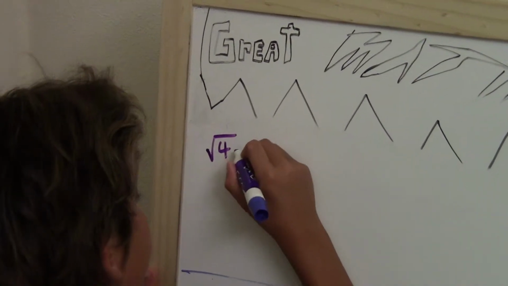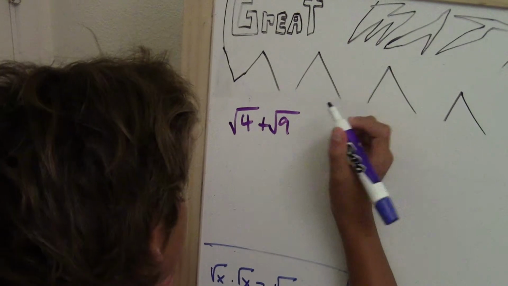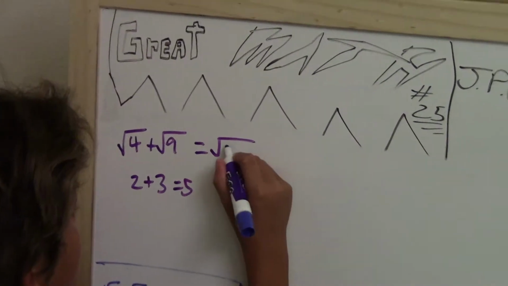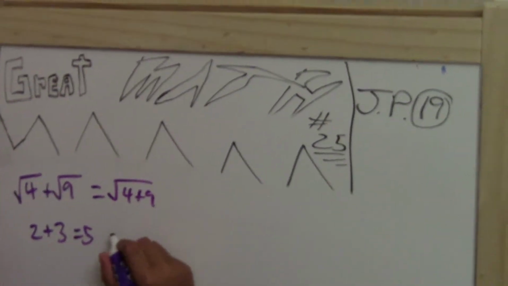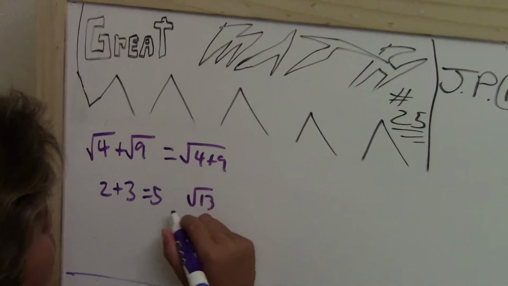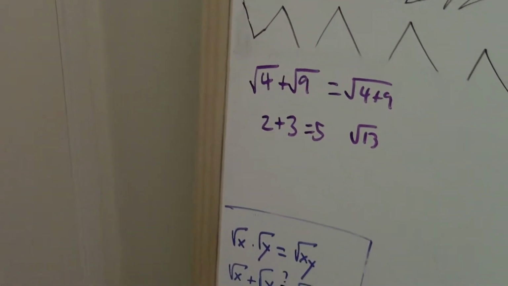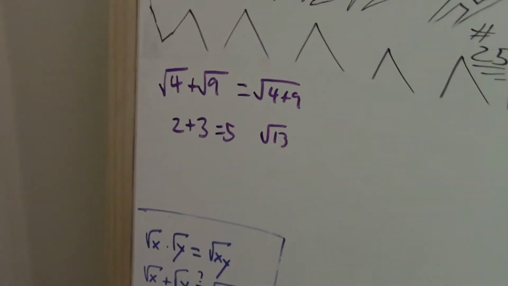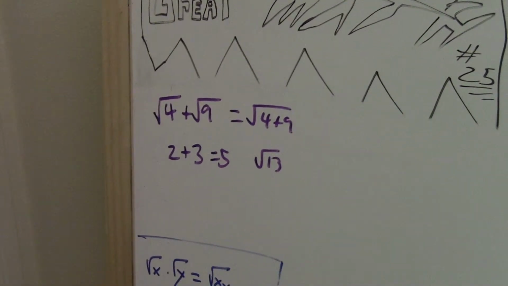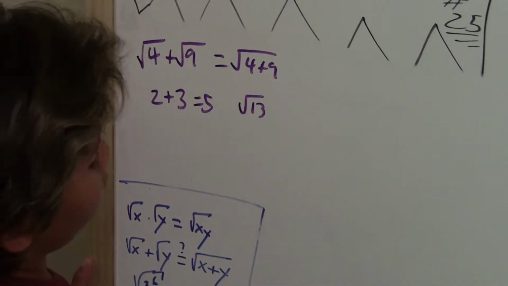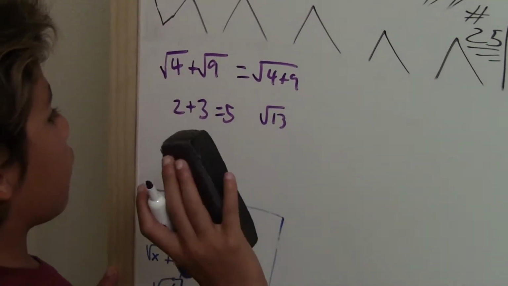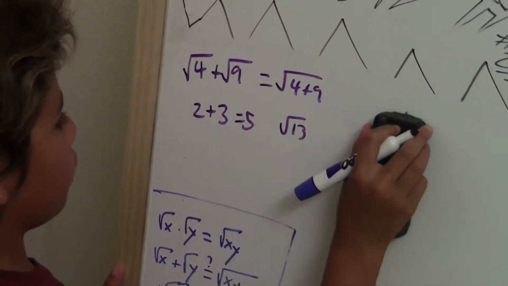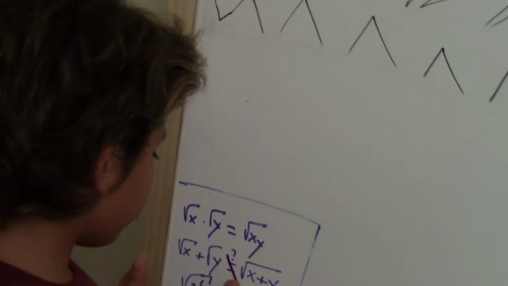Let's give an example with numbers that we know: the square root of 4 plus the square root of 9. That's 2 plus 3, which equals 5. Is that equal to the square root of 4 plus 9, which is the square root of 13? The square root of 13 does not equal 5, because the square root of 25 equals 5, and the square root of 16 is 4, so the square root of 13 would have to be 3 point something. So it definitely does not equal 5. We got that down, so it does not equal.